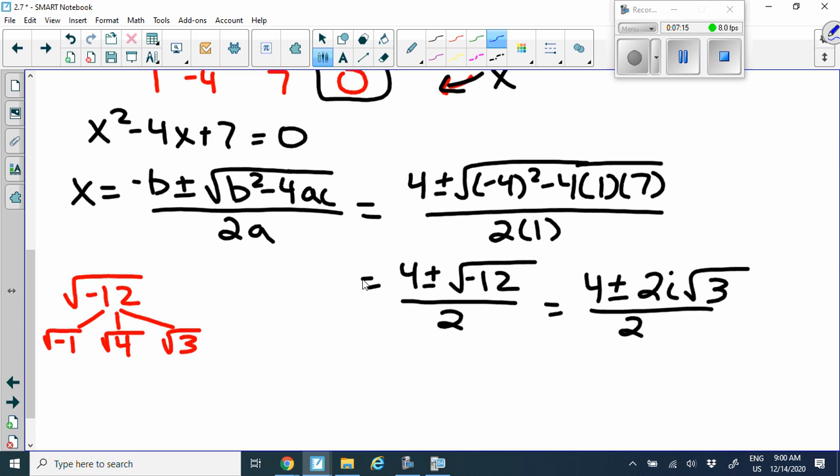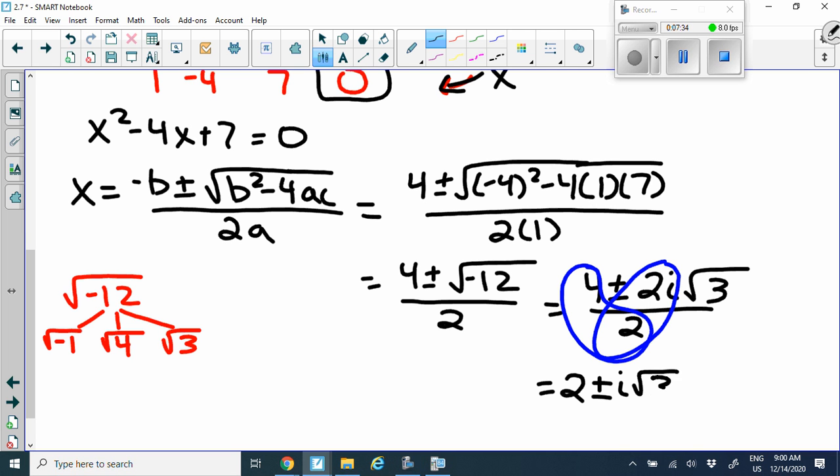Now, because I have imaginary, I do want to simplify this. So I am going to take my 4 divided by 2. So that'll just give me 2. And then I'm going to have 2i divided by 2. So don't forget the plus minus. So 2 divided by 2 just gives us 1. So I'm left with i and then square root of 3.